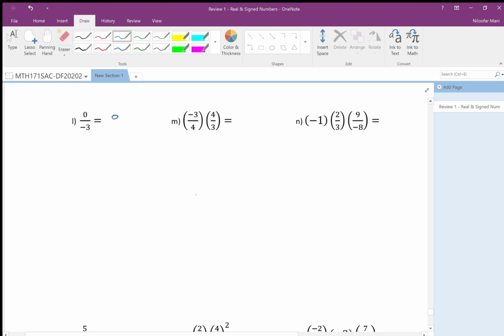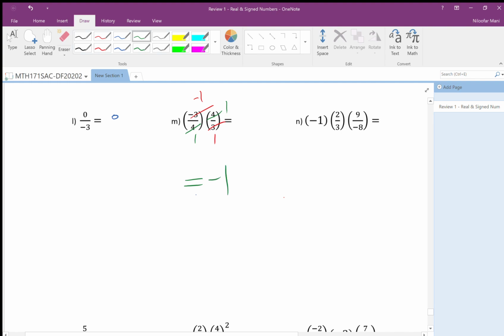How about the other one? I don't multiply top and top, bottom and bottom, because I can cancel. So I make it easier for myself. This and this, minus 1 and 1. This and this, 1, 1. So the answer is minus 1 then.